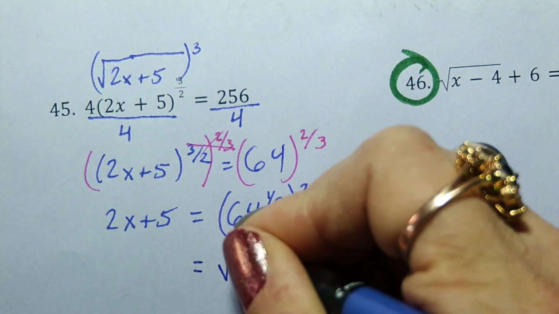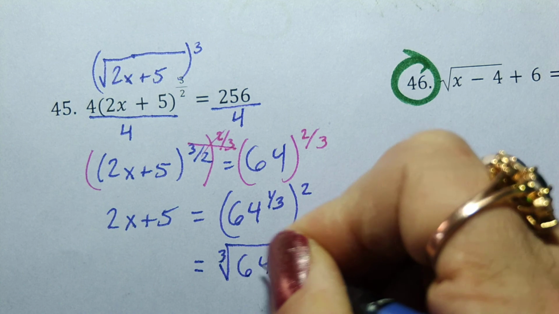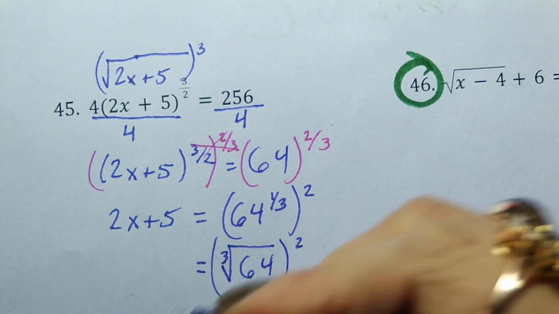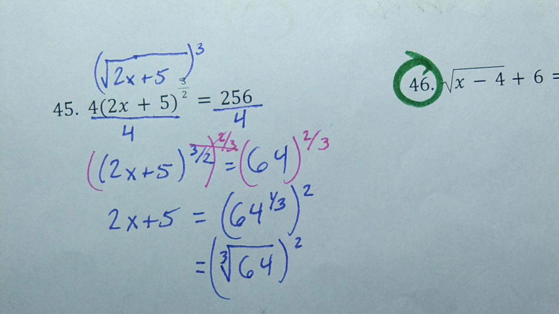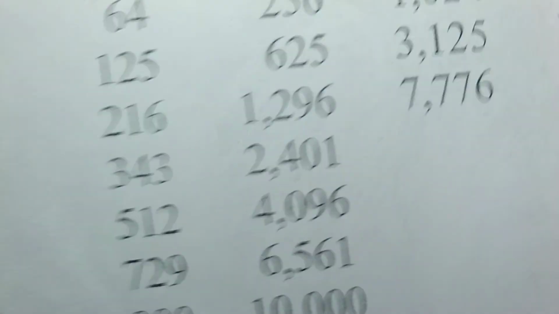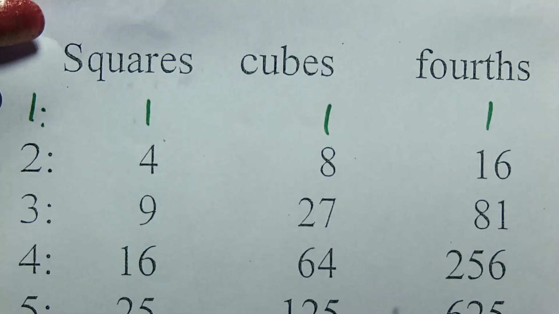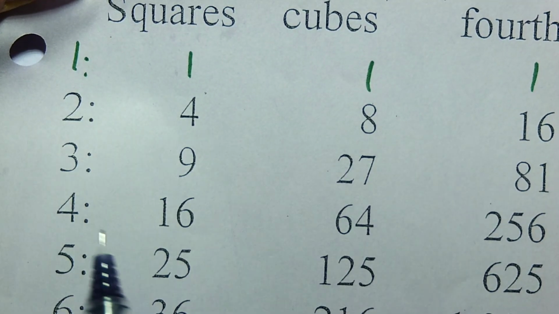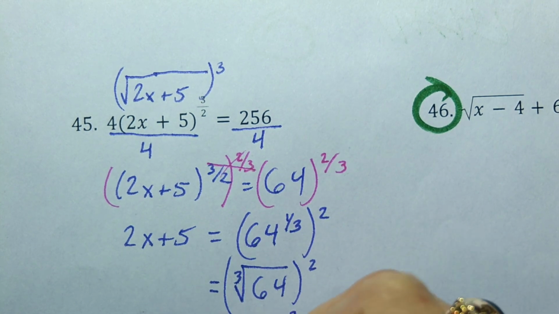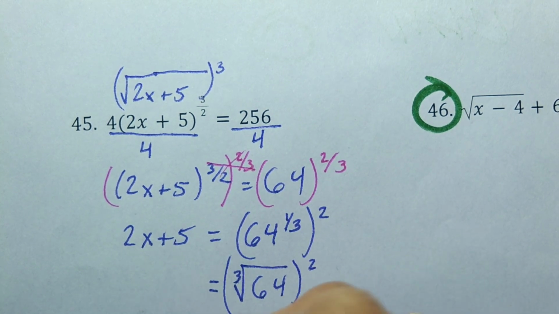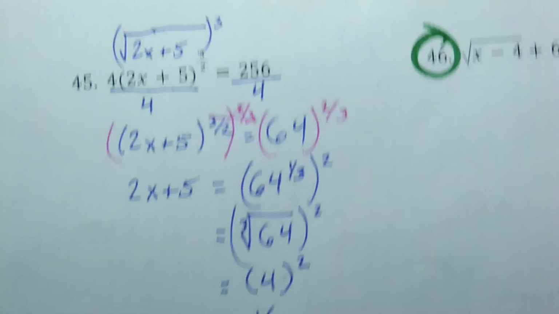So then the cube root of 64 would be, going to our purple sheet, 64 is a perfect cube. There we go. And the cube root would be 4. And then we square that, and we get 16. So 2x plus 5 equals 16.